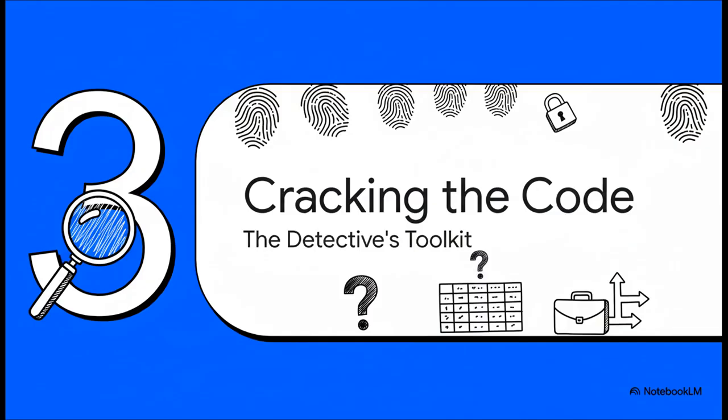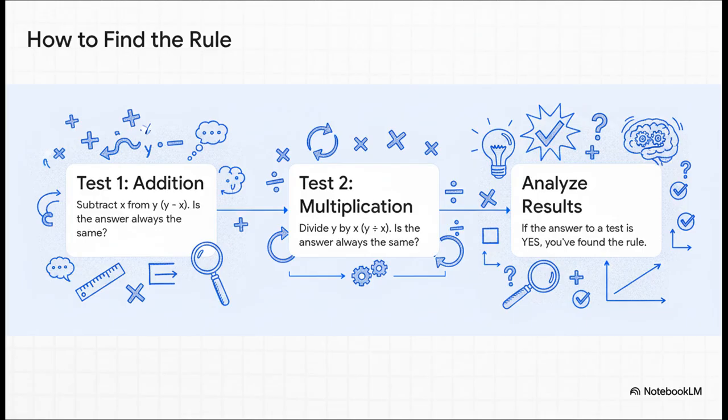Okay, we know our suspects, but what if all you have is a table of data? How do you figure out which one you're dealing with? Well, it's time to open up our detective's toolkit. Here is a super simple, foolproof process. First, you're going to run the addition test. For every pair of numbers, you just subtract x from y. Easy enough. Then, you run the multiplication test.